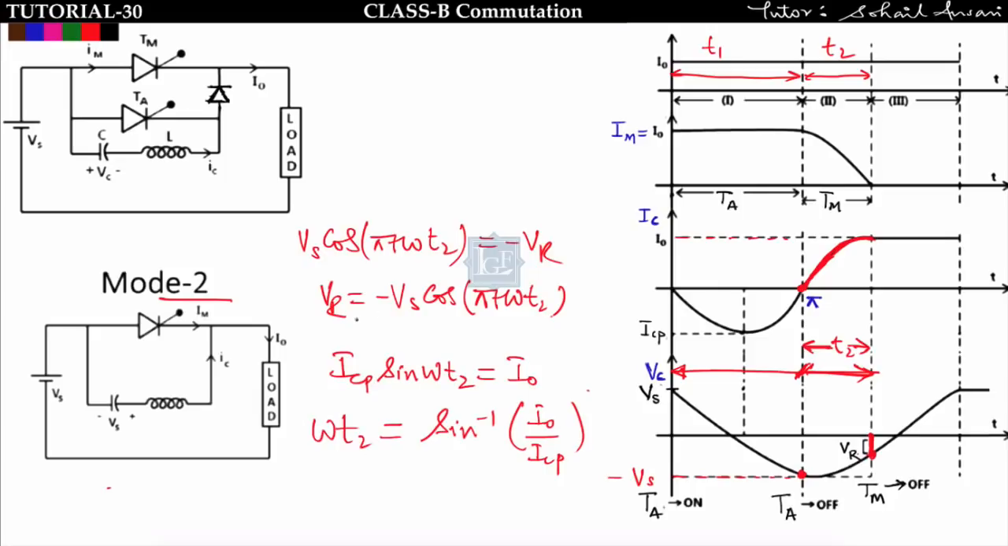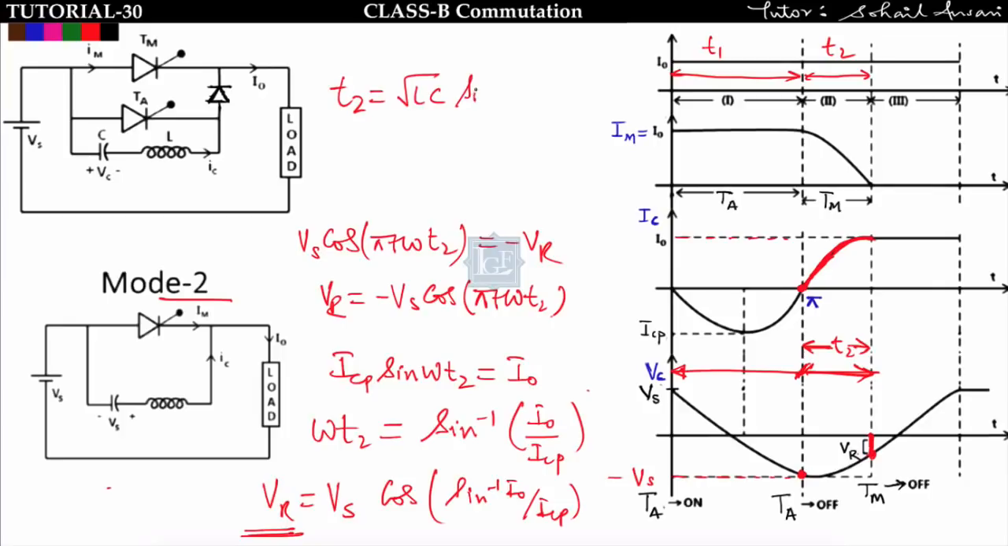Now replace omega T2 in Vr. So Vr will come out to be, cos(pi plus theta) is minus cos theta, so it will be plus Vs cos omega T2. Omega T2 I can write sine inverse I0 upon ICP. Remember this voltage. What they will ask you? They will ask you at the end of mode 2, what will be the voltage drop across the capacitor. So the voltage drop across capacitor will be Vs cos(sine inverse I0 upon ICP). And what will be the time T2? The time T2 will be 1 by omega sine inverse I0 upon ICP, and omega can be written like 1 upon under root LC, so T2 is under root LC sine inverse I0 upon ICP.